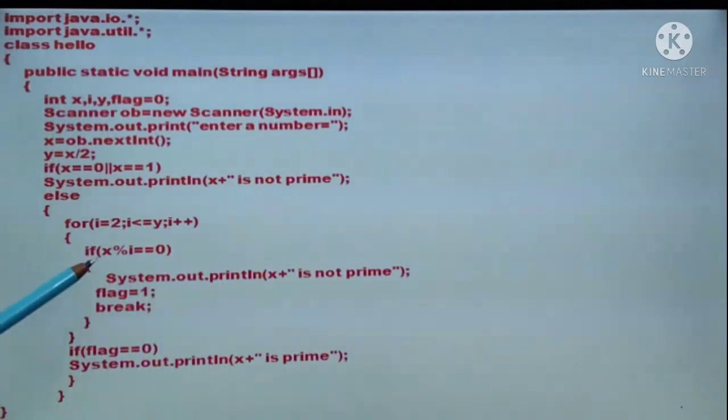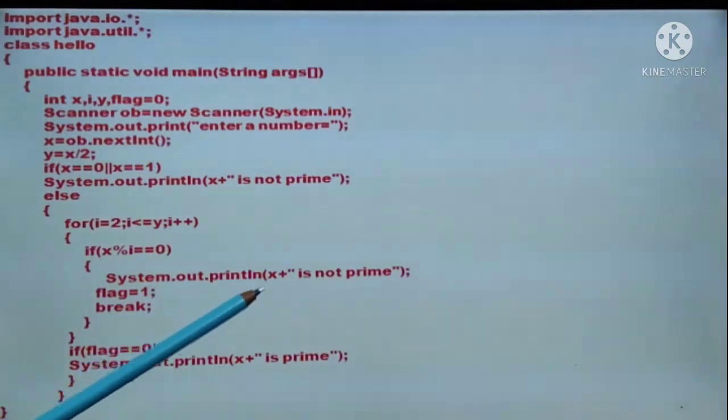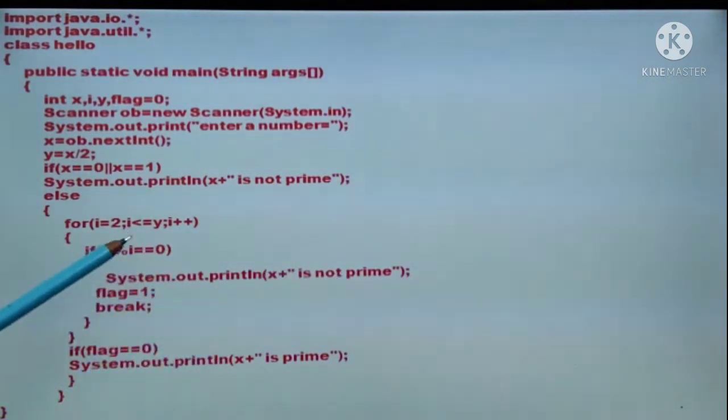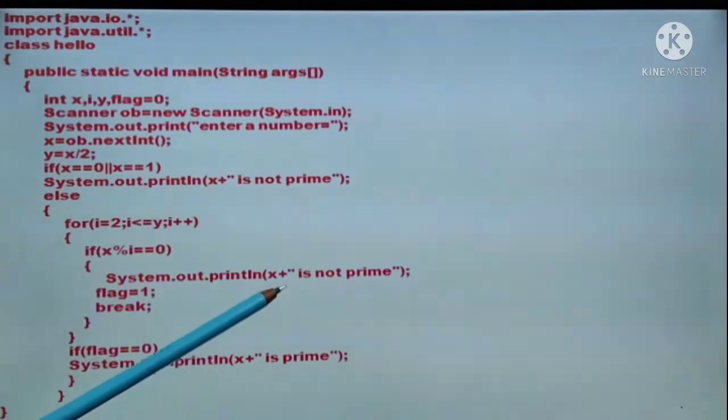Here I am using if x modulus i equals 0. Now what will modulus return? Modulus returns the remainder. So I am checking if x modulus i is equal to 0, then what am I doing? Open the curly brace of if, System.out.println x is not prime. If it is equal to 0, then it is not prime.